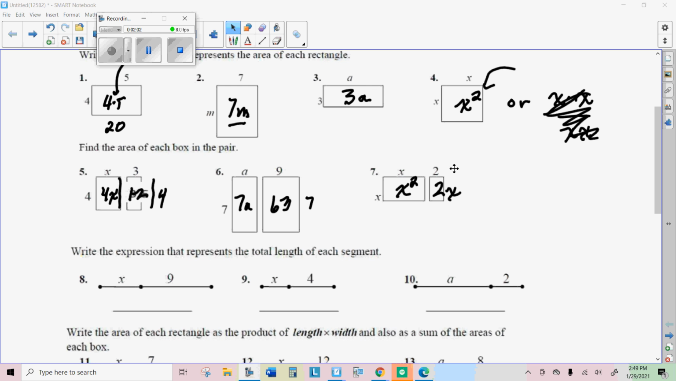Now, how'd you do in the last one? Did you remember to multiply both dimensions, the 2 and this dimension here, which is the same as this dimension here, x. So 2 times x.